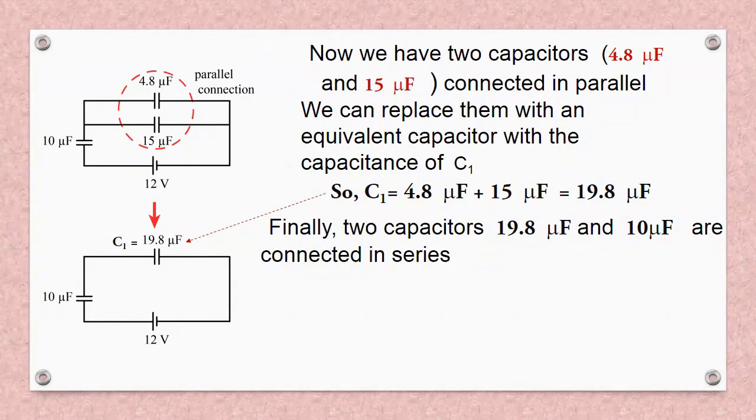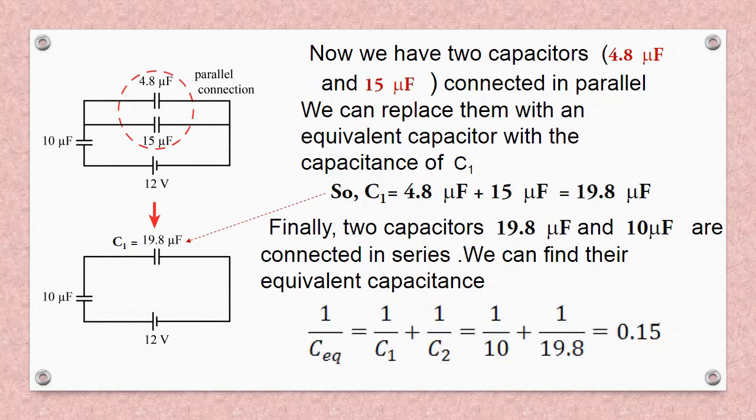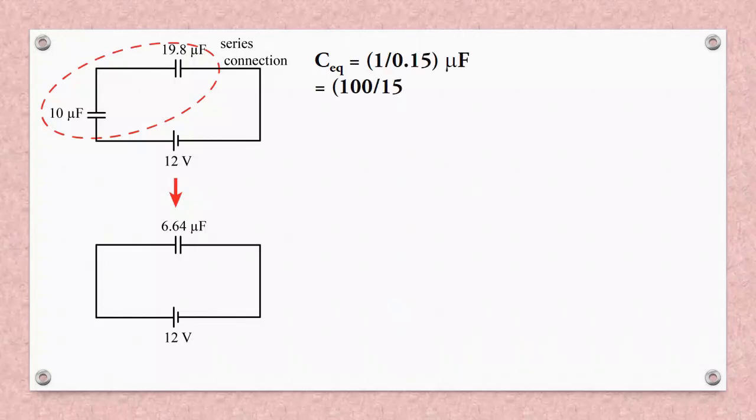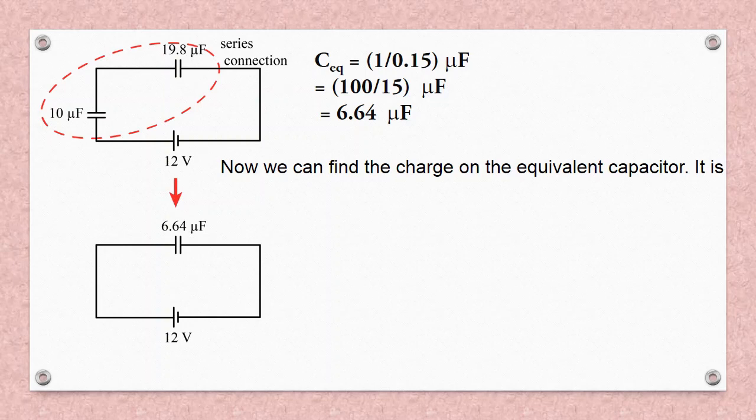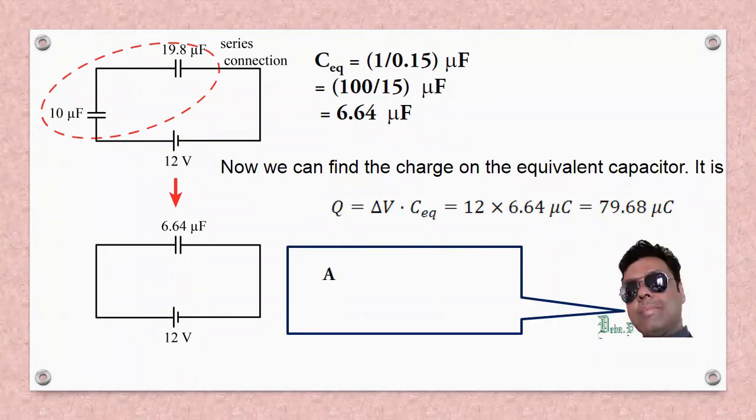so you'll have to once again connect them in series and you will be getting 1 by C equivalent equal to 0.15. Now 0.15 we have to invert for finding out the C equivalent. So how will you do it? 0.15 means 0.15 is 15 by 100. So C equivalent will be 100 by 15, which is 6.64 microfarad.